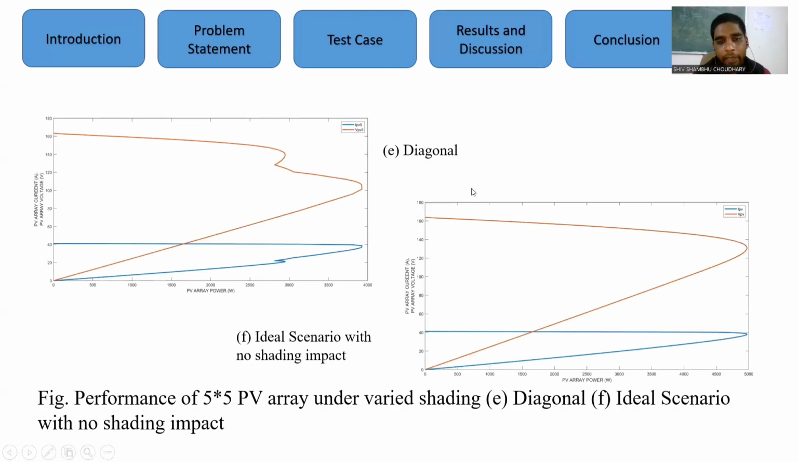In the diagonal shading, again, the maximum power that can be expected from the system is more than 3500 watts. And in the ideal scenario, when no shading impact is taking place, we can see there is no deviation in the VI curve and it is smooth. The maximum power that can be obtained from this system is nearly 5000 watts.